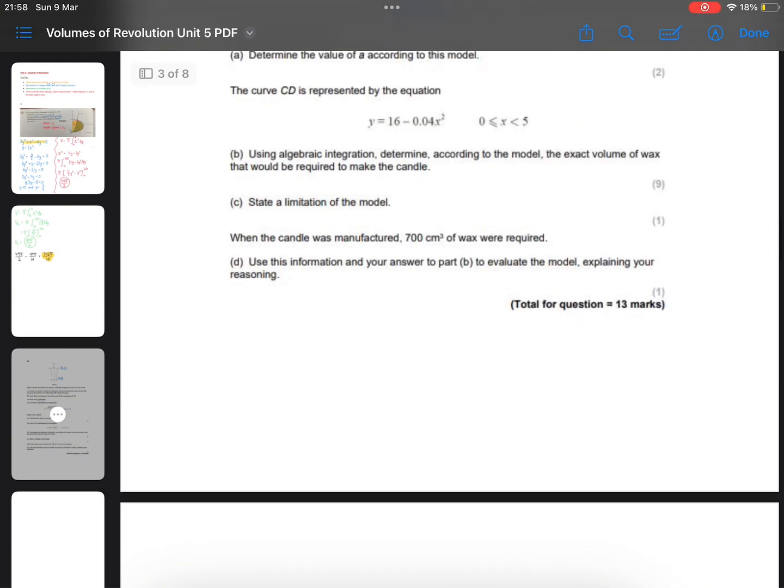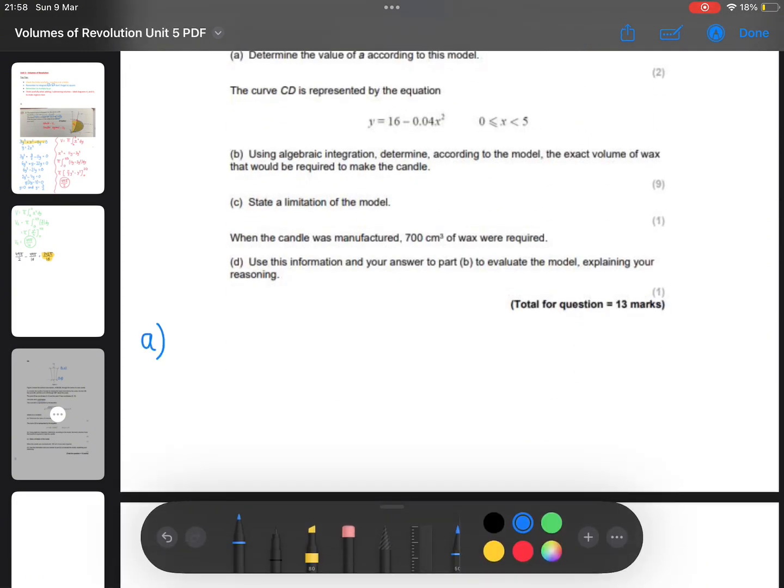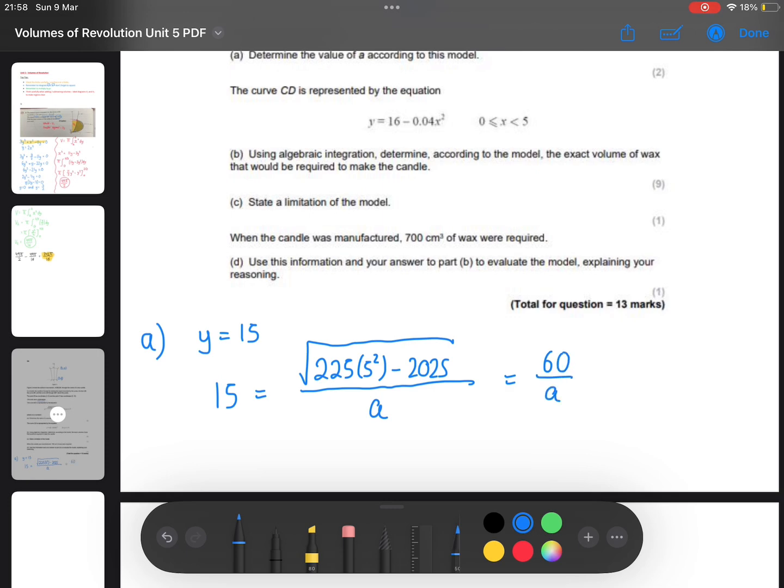So starting with that, we have y equals 15. So 15 equals the square root of 225 times 5 squared minus 2025 over A. And in this case, this is 60 over a, which implies, of course, that a is equal to 4. And that's the value of a.